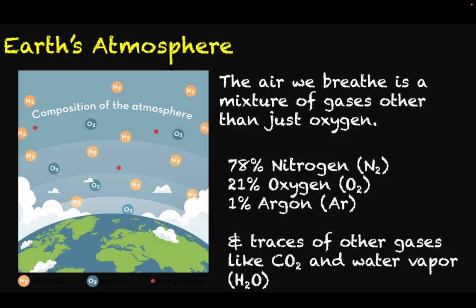78% of the atmosphere consists of nitrogen, 21% consists of oxygen. So together that makes up about 98% of the Earth's atmosphere, just nitrogen and oxygen. Everything else is a little bit of argon, a little bit of carbon dioxide, some water vapor, depending on what the humidity is like. But most of what you are breathing is nitrogen followed by oxygen.